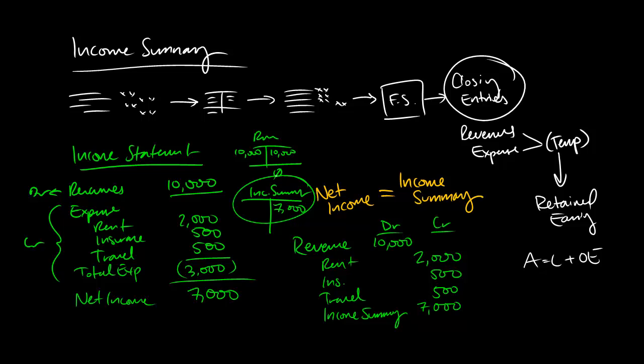So after we've closed all of our revenue and expense accounts, we're going to do one more entry where we take income summary and debit it for $7,000 to clear it out. Those cancel out. Now we have a balance of zero. And the credit side is going to be retained earnings for $7,000. So that ends up increasing our equity account on this side.